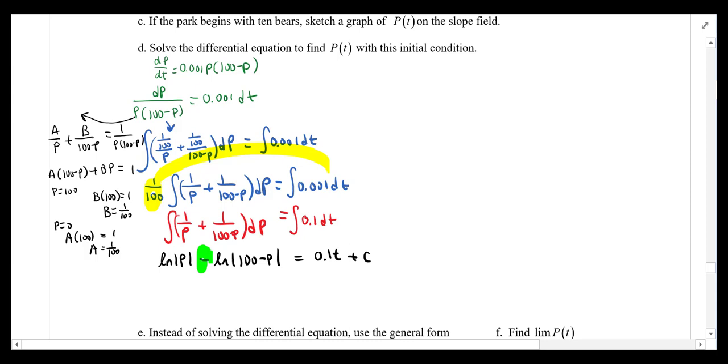And then the trick that I showed you earlier was to multiply everything by negative 1, so that I can reverse this. So the natural log of 100 minus p minus the natural log of absolute value of p equals negative 0.1 t. And then once again minus c or just regular plus c. It's okay.